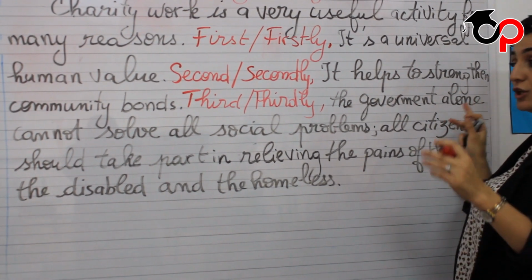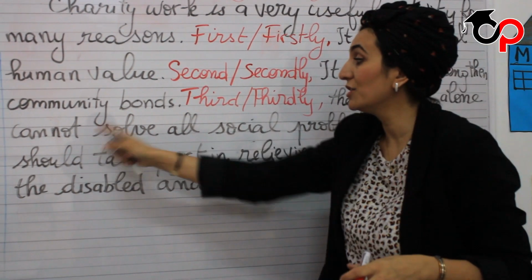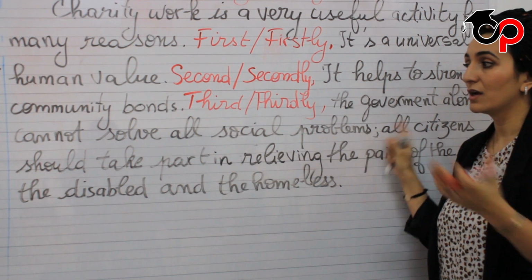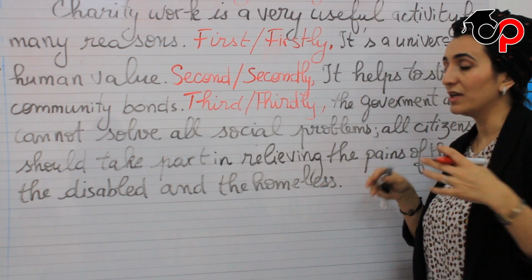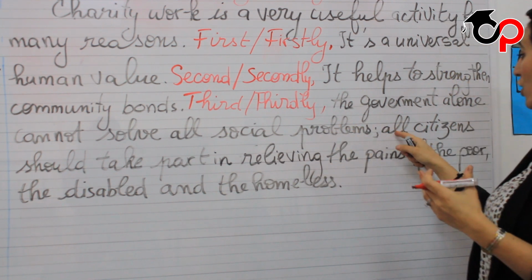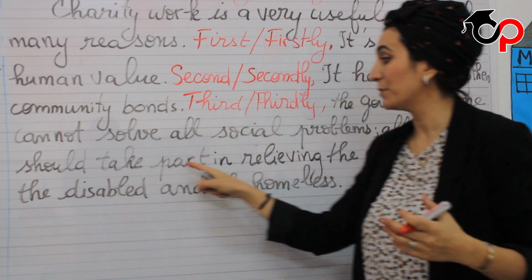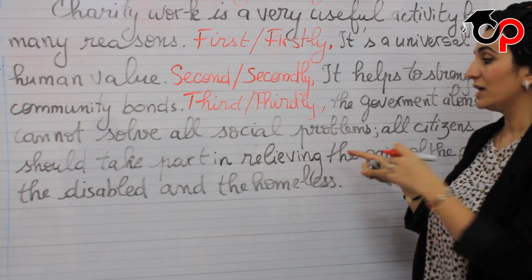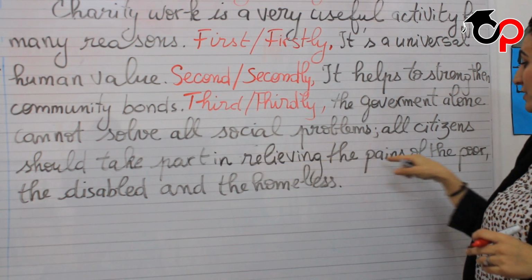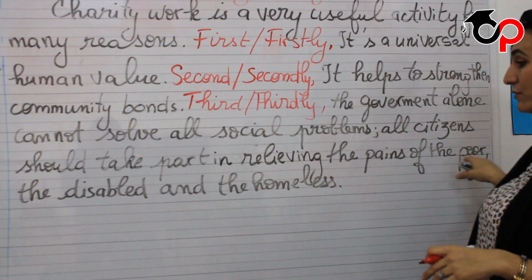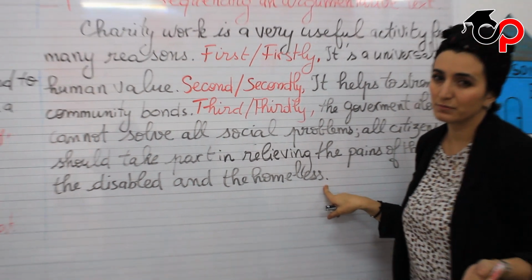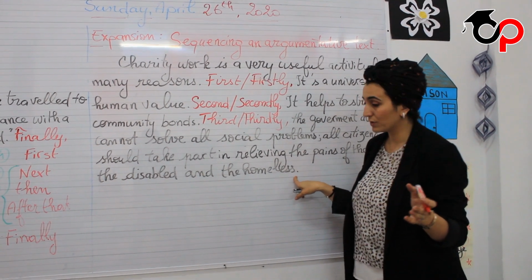The government alone cannot solve all the social problems, okay? It's obvious. The government cannot work alone. We, as people, have all to take part of this action. Okay? All citizens should take part in relieving the pains and the sufferings of the poor, the disabled, and the homeless people. I mean, people without home. Okay?